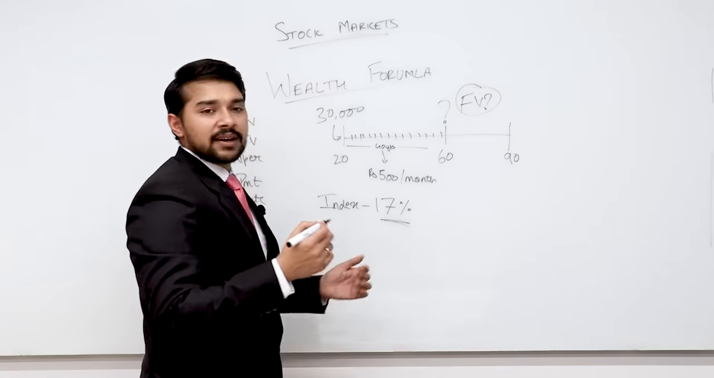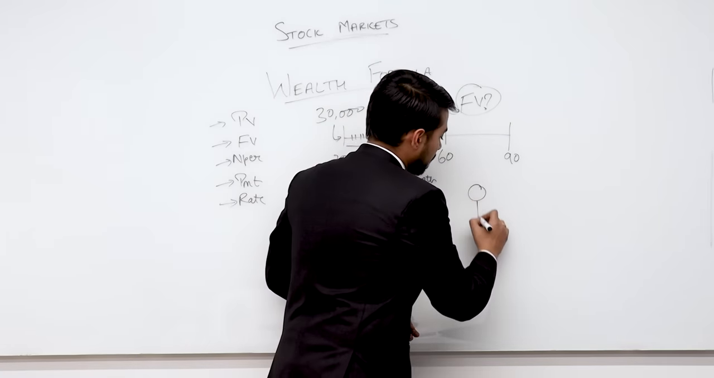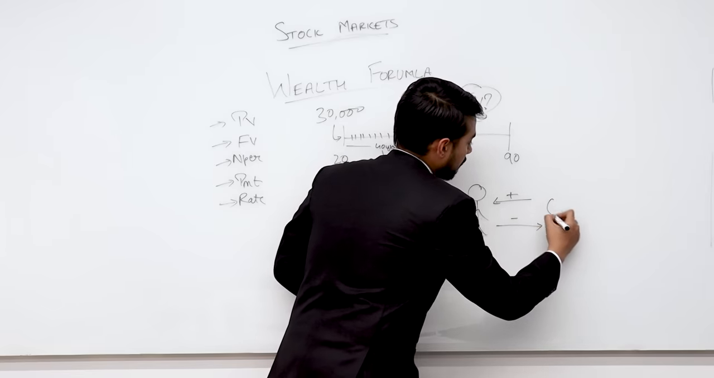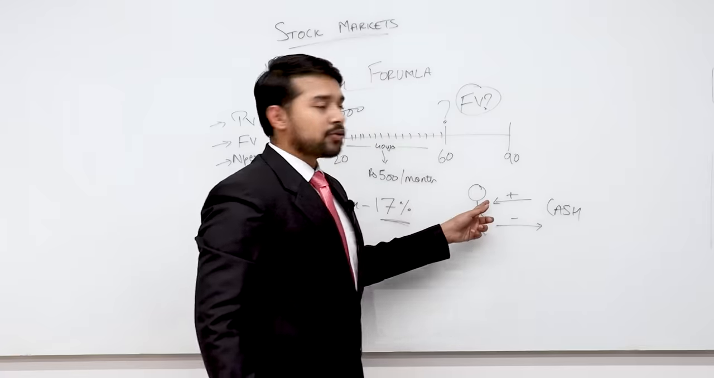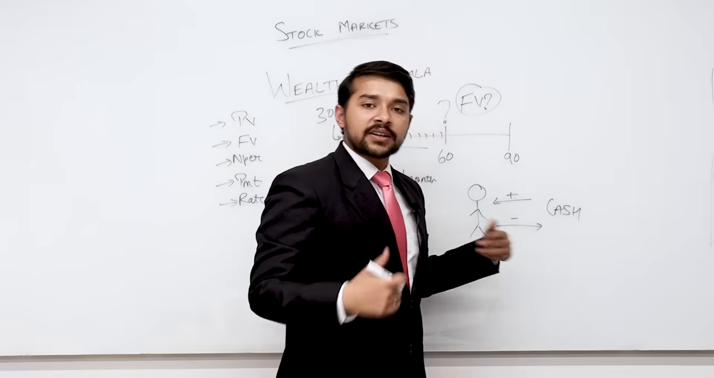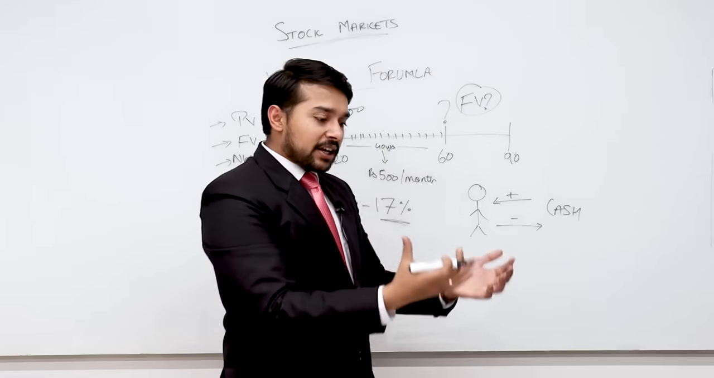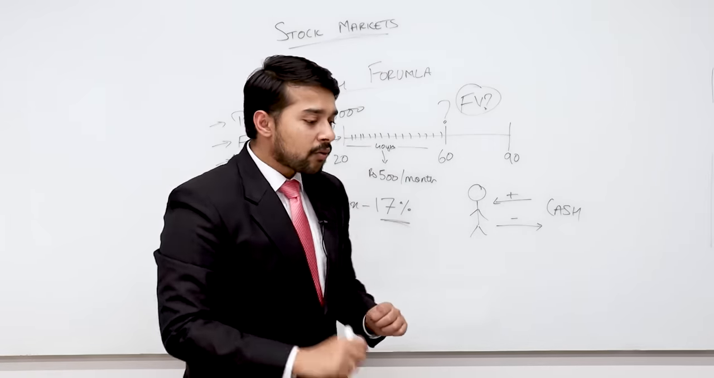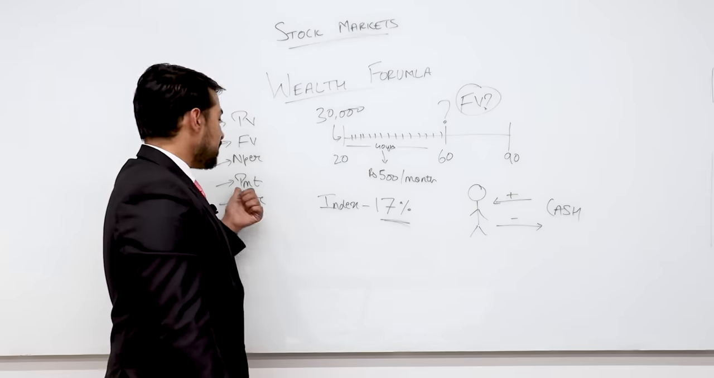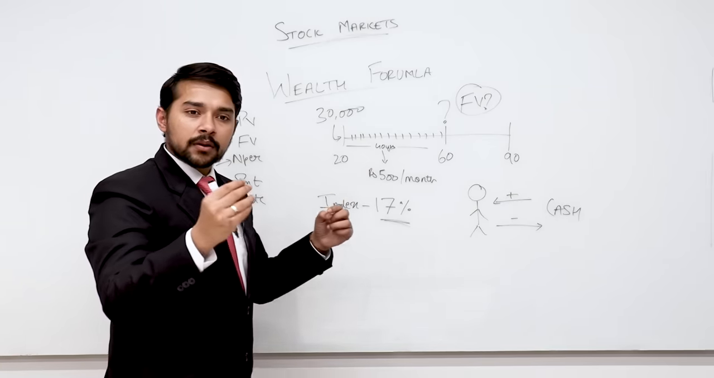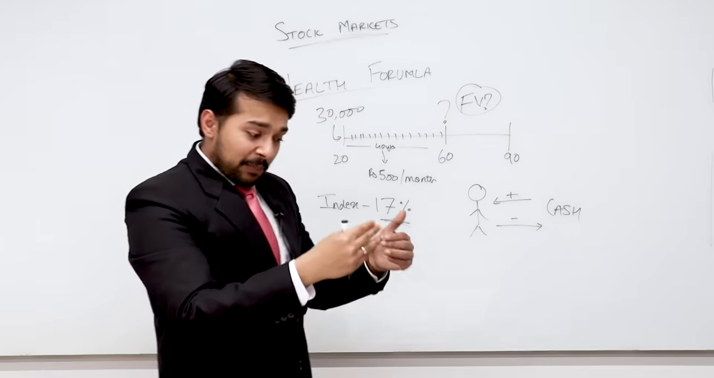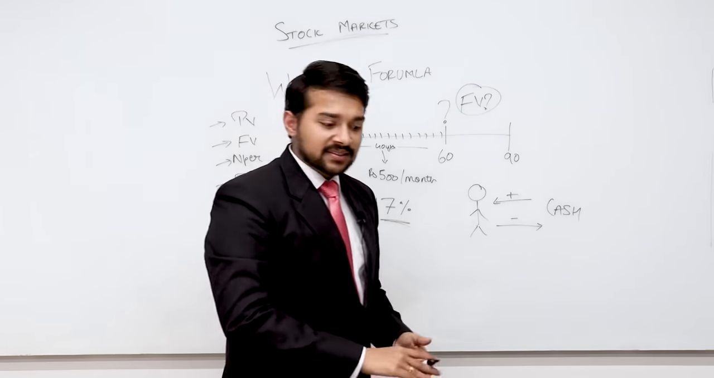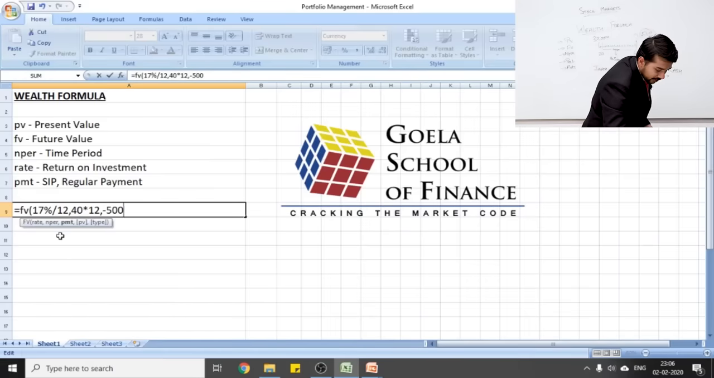Now, accounting has a very simple concept: when money comes to you, it's positive. When money goes away from you, it's negative. Let me say it again. When money comes to me, it's positive. When money goes away from me, it's negative. Now, we have to fill in PMT. PMT is SIP, which is 500 rupees. Now, I am putting in money, I am investing. So is money coming to me or going away? Going away. So plus or minus? Minus. So simply, minus 500.